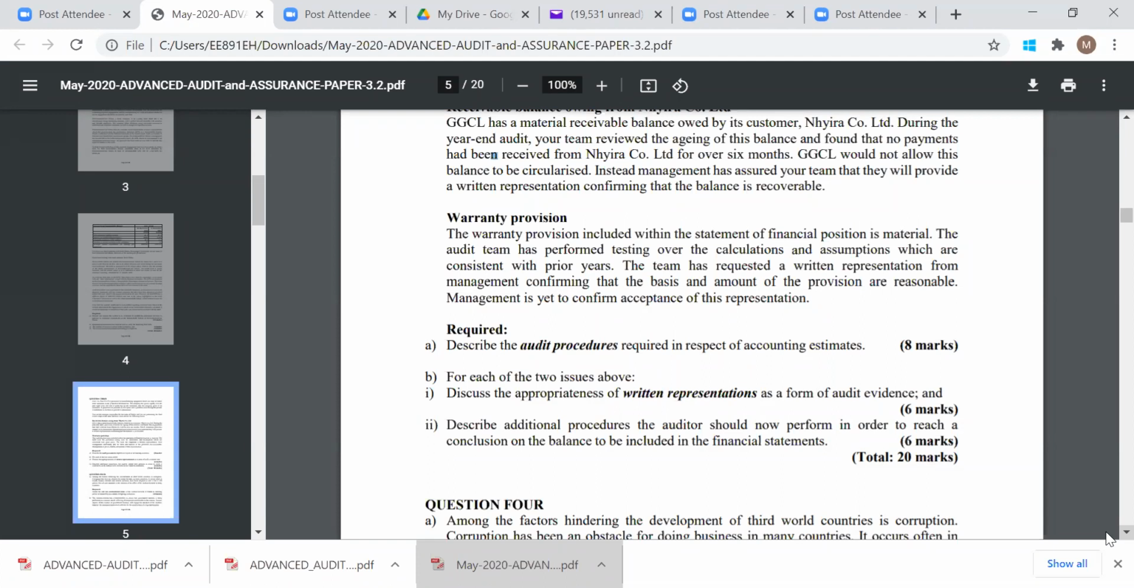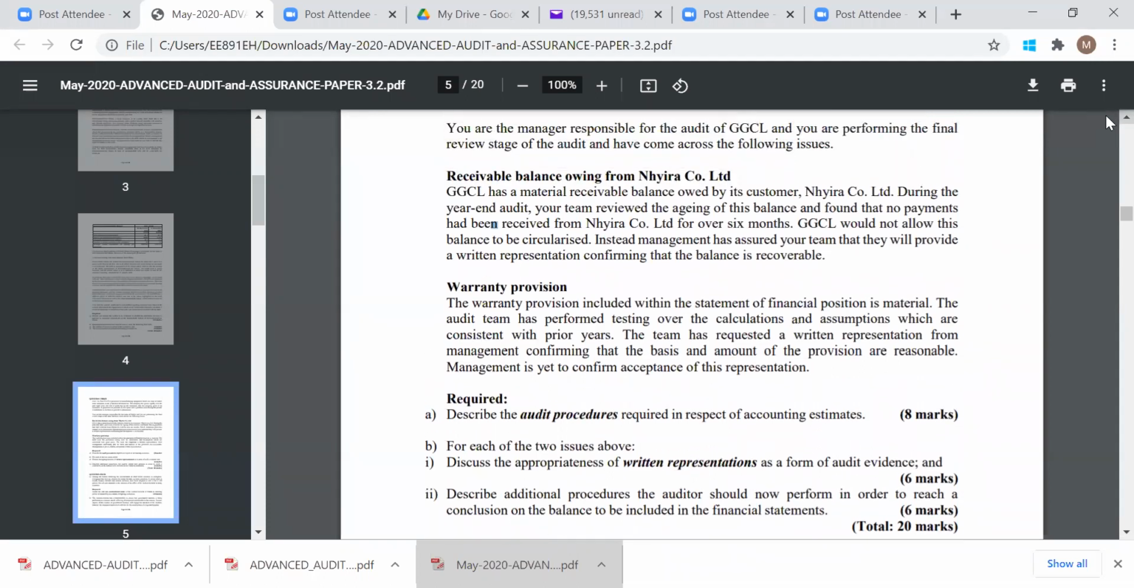Okay, so I don't know if that's what Caleb was trying to ask me, but always know that there was a case above the question. In A, they said in respect of accounting estimates, so they made it quite broad. But in B, they made it specific. They said for each of the two issues above, discuss the appropriateness of written representation. So you take receivables, the receivable balance. How appropriate is written representation?